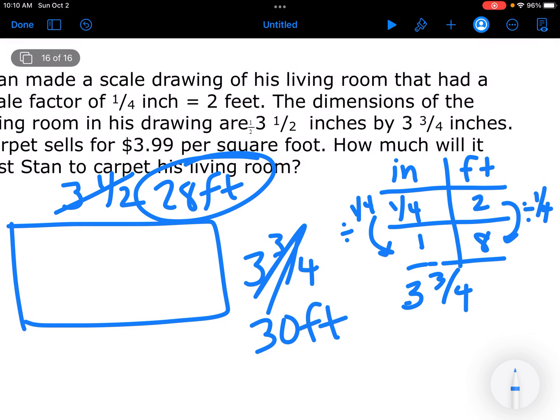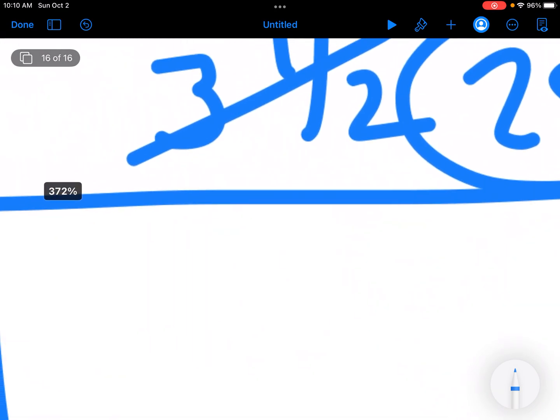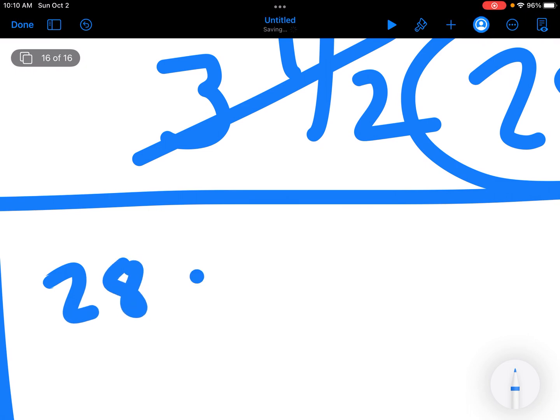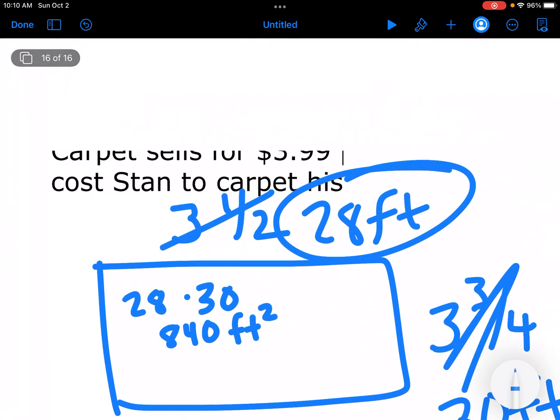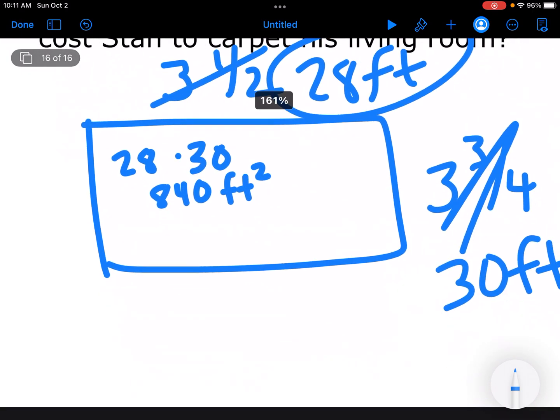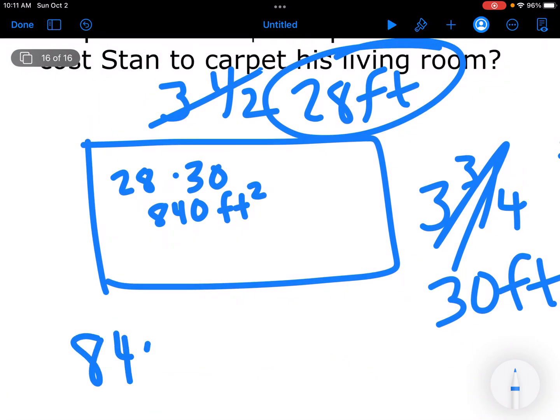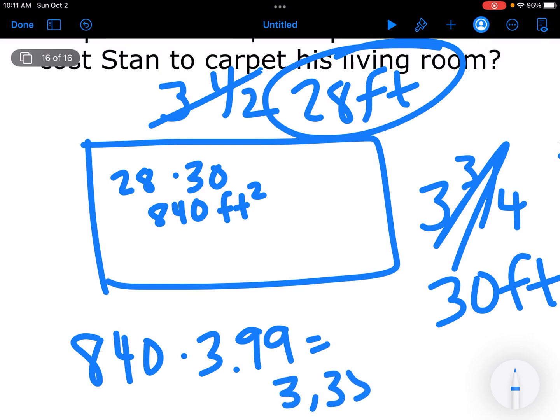So then it says to find the area. So I have to do 28 times 30. I get 840 square feet. Then it says it's going to cost $3.99 per square foot. So I have to do 840 times $3.99. And I get $3,351.60.